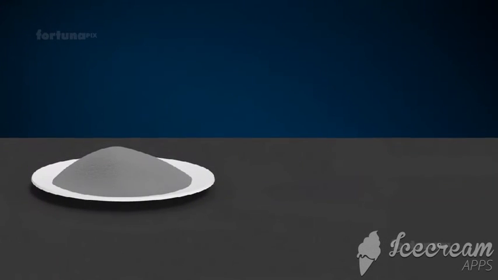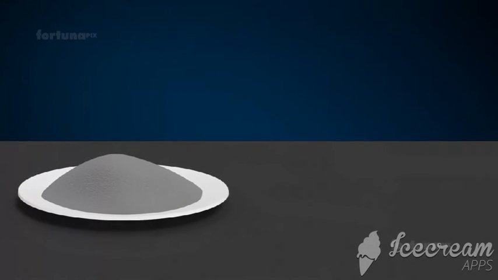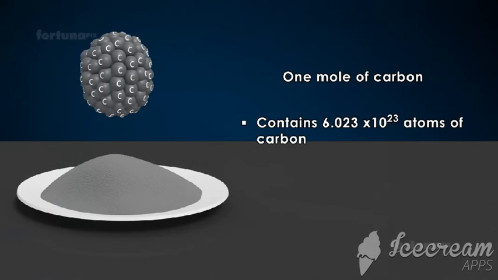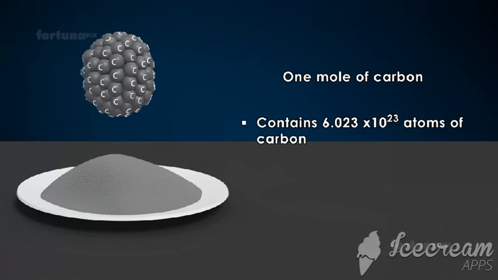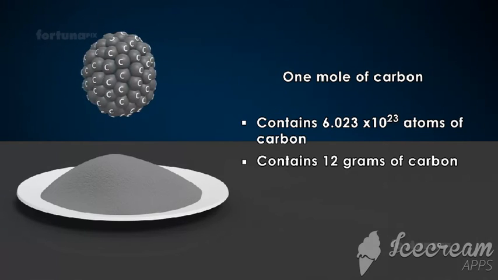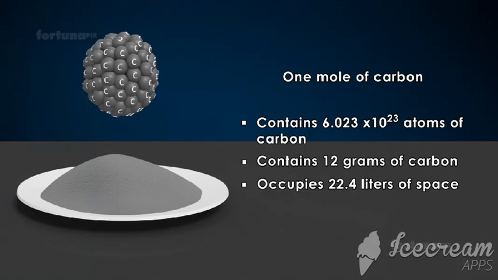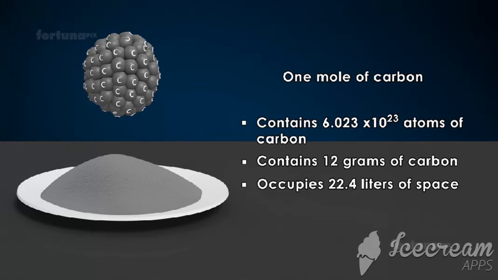Using carbon as our example, let's do a quick recap of the 3 principles of the mole. 1 mole of carbon contains 6.023 × 10^23 atoms of carbon. 1 mole of carbon has a mass of 12 grams. 1 mole of carbon occupies 22.4 liters of space at standard temperature and pressure.